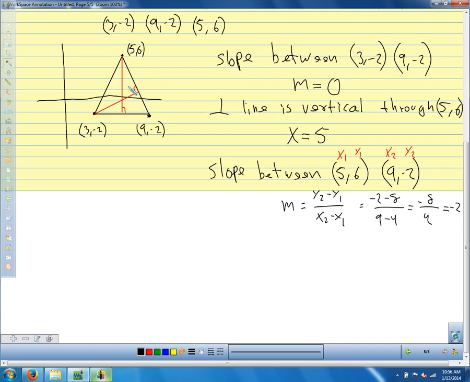What's going to be the slope of the perpendicular line? We said it was a negative reciprocal. So what's the negative reciprocal of negative 2? Flip it over and change the sign: 1 over 2, 1/2. The slope is the negative reciprocal, so 1/2. And it goes through the point (3, -2).